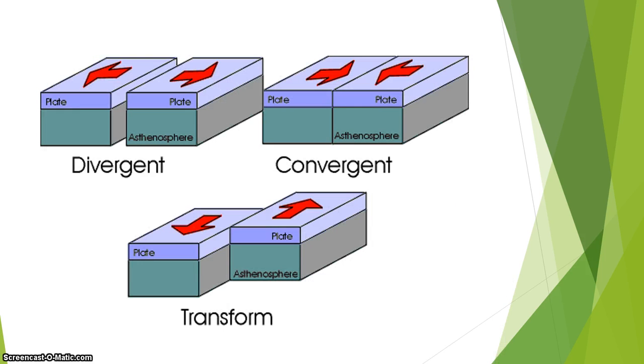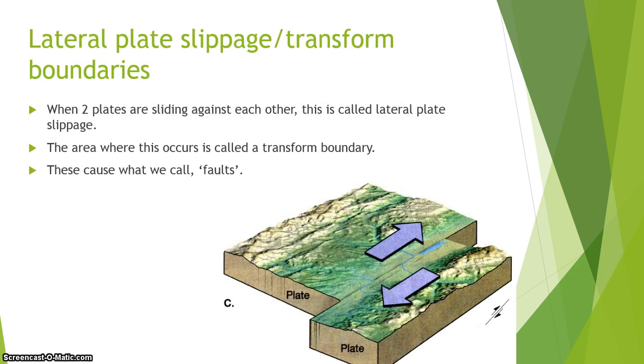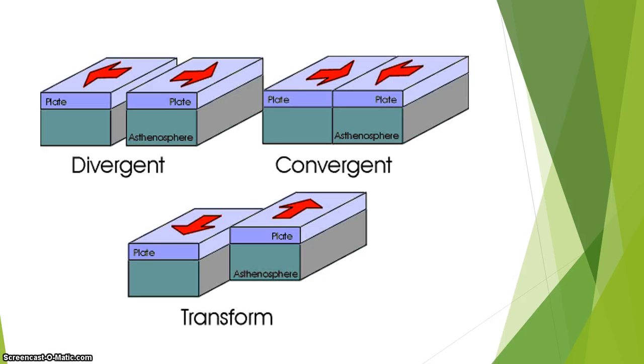This is a really nice picture that sums it all up. So we've got divergent movement where they're pulling apart, convergent movement where they're pushing together, and transform, or lateral plate slippage, transform boundaries where they're sliding against each other.